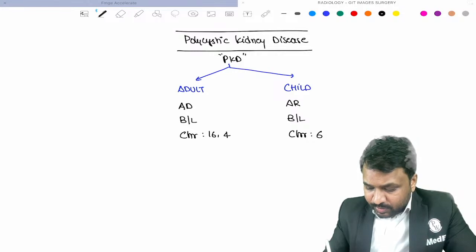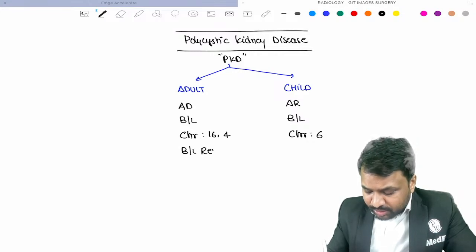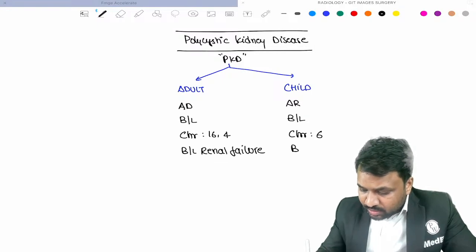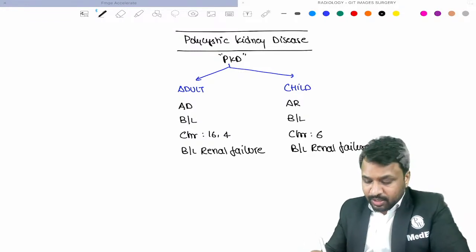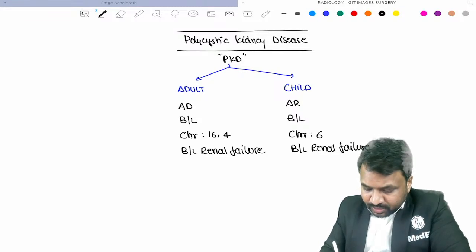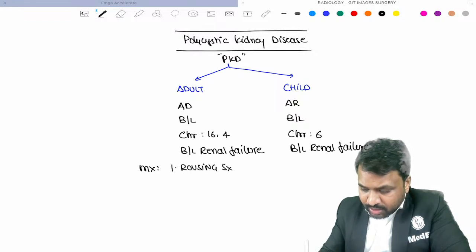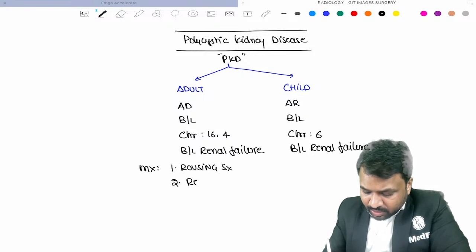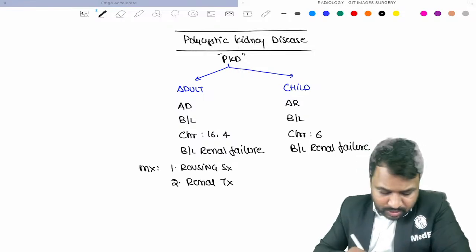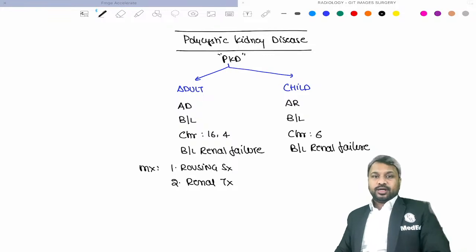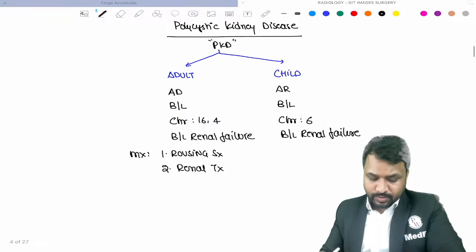This is associated with bilateral renal failure. Here also it is associated with bilateral renal failure, right? So management for both of them, for adult as well as child, you can go ahead initially with Rovesing surgery as a limiting factor, but ultimately they will require renal transplant in the end, which is the most common one, right?